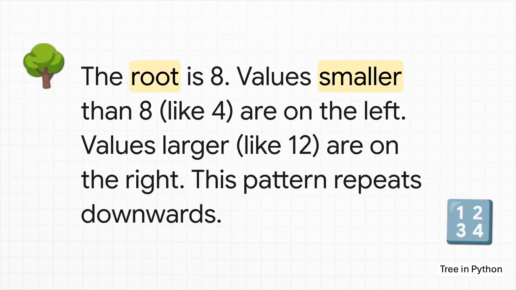And here's what that looks like in action. See how everything is perfectly organized? Let's say we're looking for the number 6. We start at the top, at the root, which is 8. Is 6 smaller or larger than 8? It's smaller, so we go left to 4. Now, is 6 smaller or larger than 4? It's larger, so we go right. And boom, there it is, in just 2 steps. This self-organizing system is what makes searching so fast.